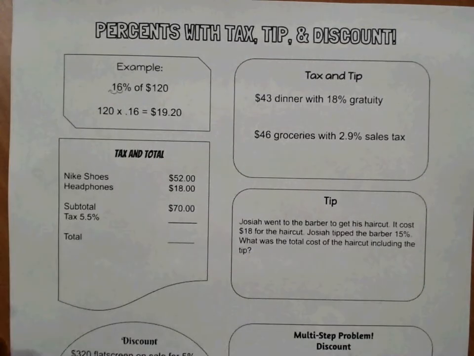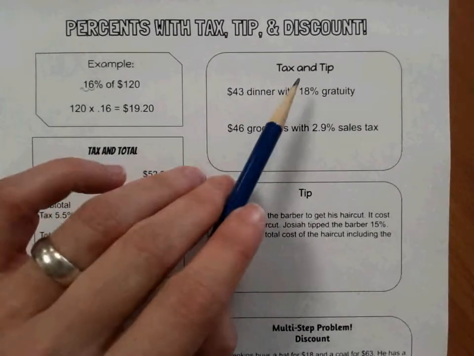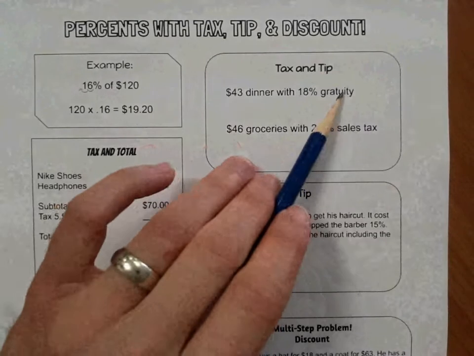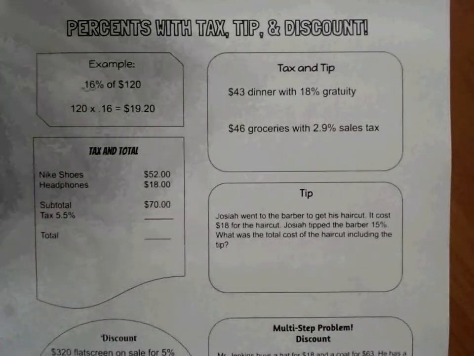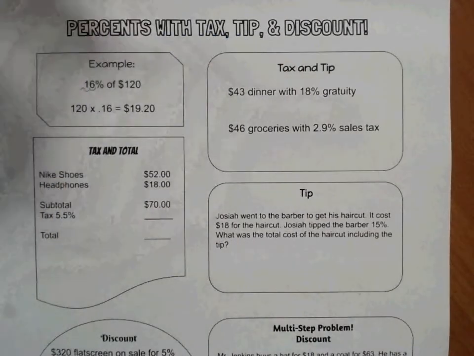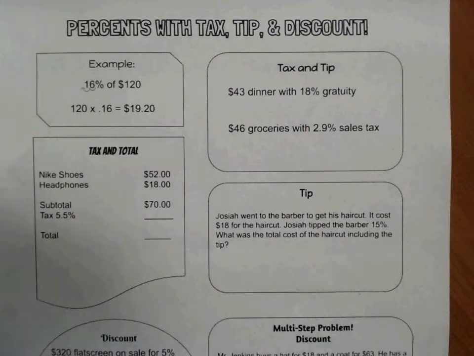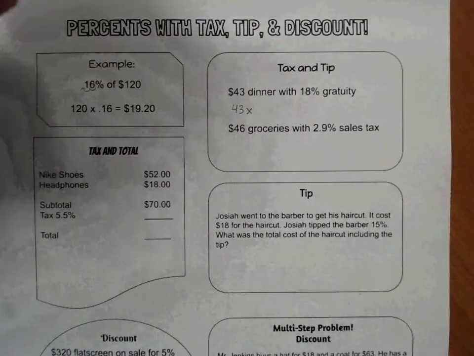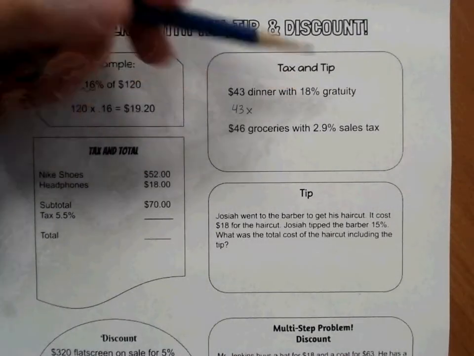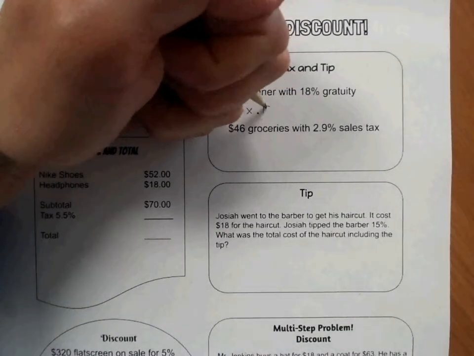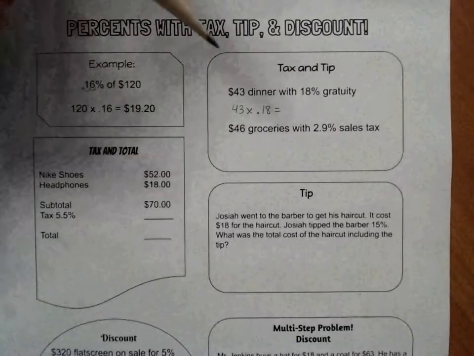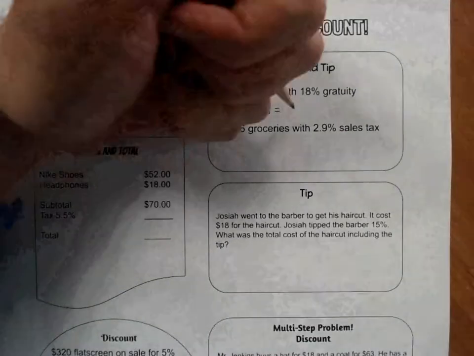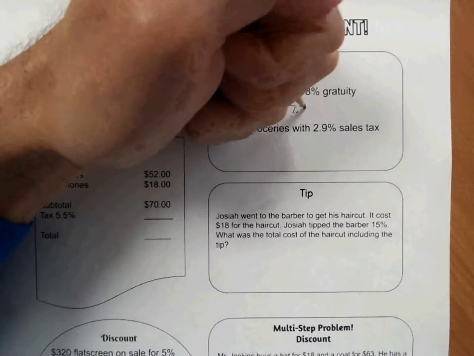Now let's use this in some of these problems here. So our first problem we'll look at is talking about tax and tip. Remember, gratuity is the same thing as tip. So say you got a $43 dinner, and you're going to do 18% gratuity or tip. To figure out what the tip would be, first things first, you're going to do 43 times, and then take this 18% and turn it to a decimal, which would be 0.18. Now when you multiply these out to get what your tip would be, you're looking at $7.74.